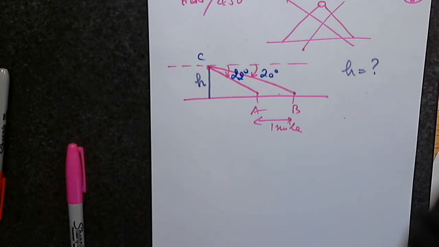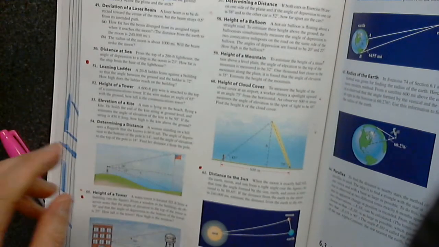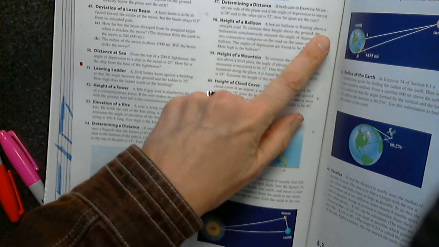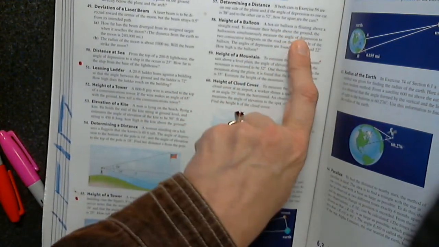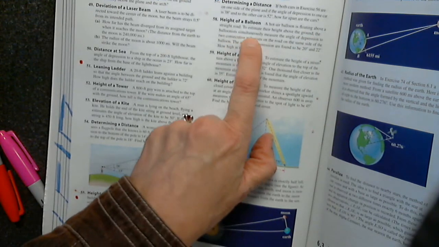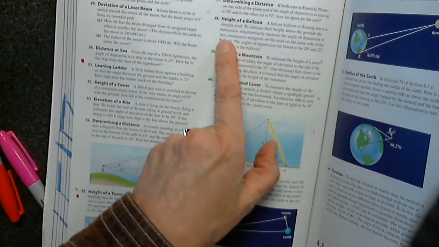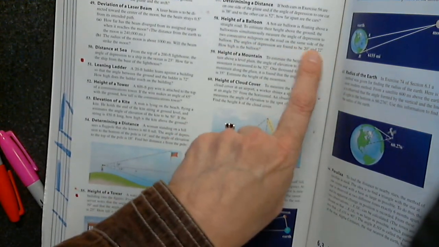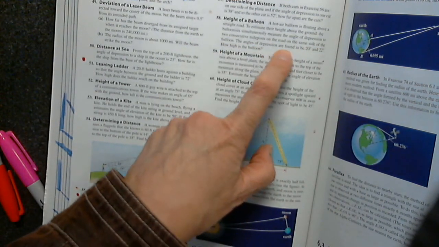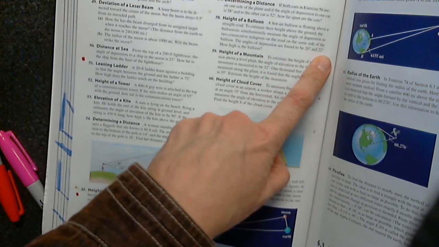Let's read the problem one more time. Make sure we put in everything and everything is correct. A hot air balloon is floating above a straight road. To estimate their height above the ground, the balloonists simultaneously measure the angle of depression to two consecutive mileposts on the road on the same side of the balloon. The angles of depression are found to be 20 and 22 respectively. How high is the balloon?